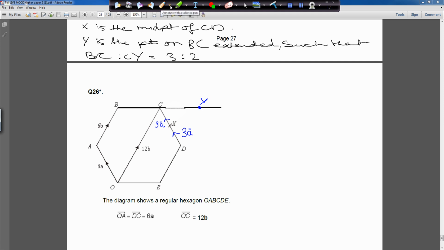Now here comes the question. The question is actually saying, prove that O, X, Y lie on the same straight line.